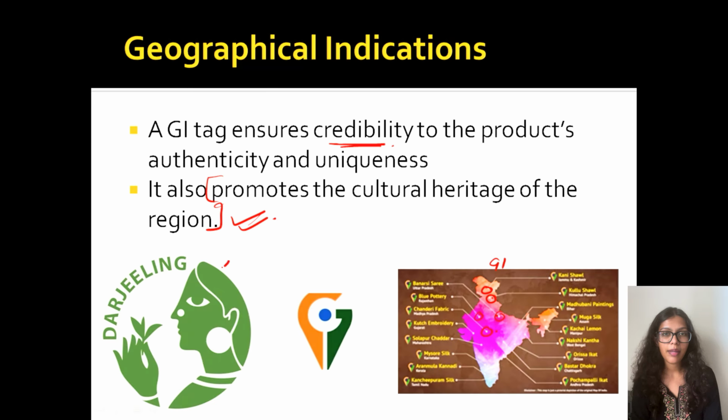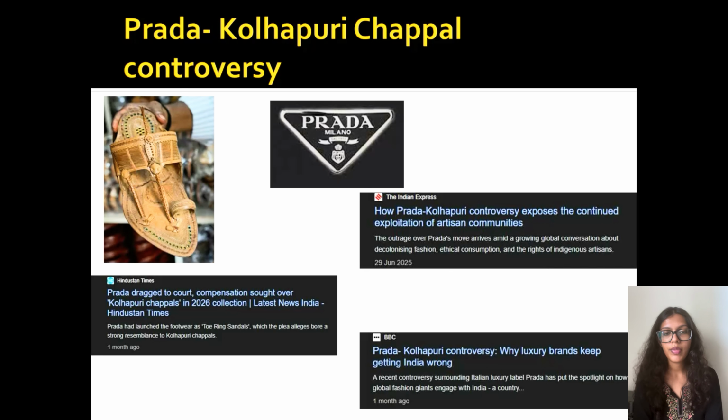A very famous example of this is the Darjeeling tea. In fact, the first GI given in India was to Darjeeling tea only in 2004. Even the Kolhapuri chappal, which you must know is a type of handcrafted leather slipper, also has a GI tag which applies to 8 districts in Maharashtra and Karnataka.